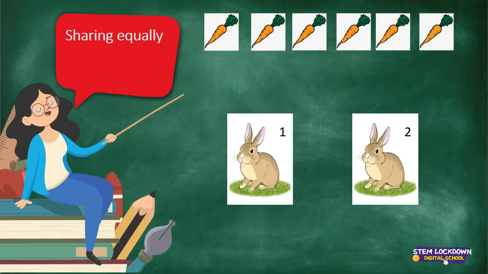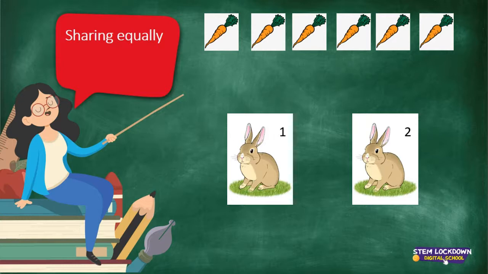Okay, so you are going to write the number 1 and the number 2 again. And above the numbers, you're going to draw 6 carrots. The carrots are a little bit easier to draw than the rabbit. So instead of drawing a rabbit, you can write the number 1 and the number 2. I'll give you a little bit of time to do that. Good. All right.